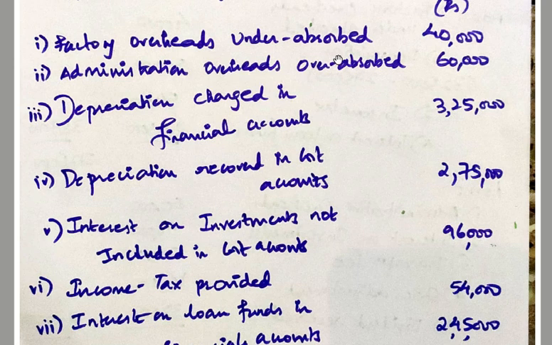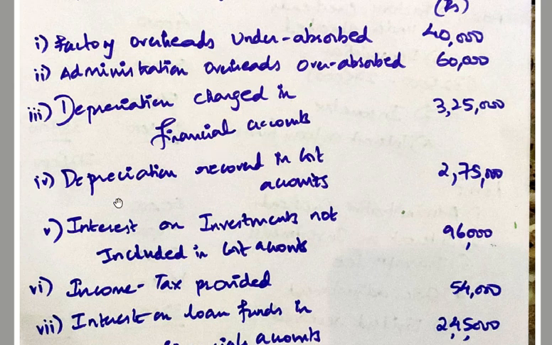So factory overheads under absorbed. Factory overhead is an expense which is under absorbed, so we will minus it, but here we will reverse it, so we will add it. The 40,000 will be added. Administrative overheads over absorbed, it's over absorbed, so we will add it, but here it's a reverse working out, so we will minus it.